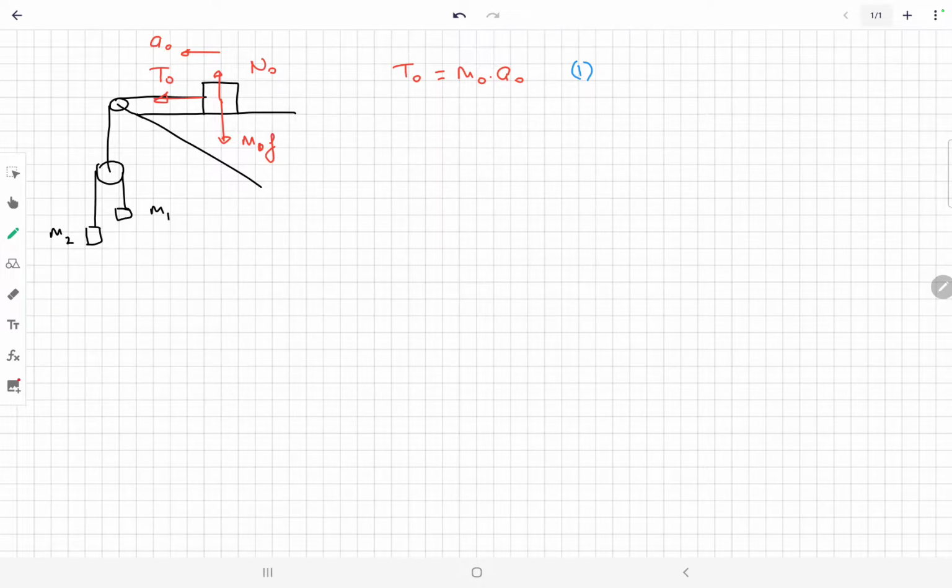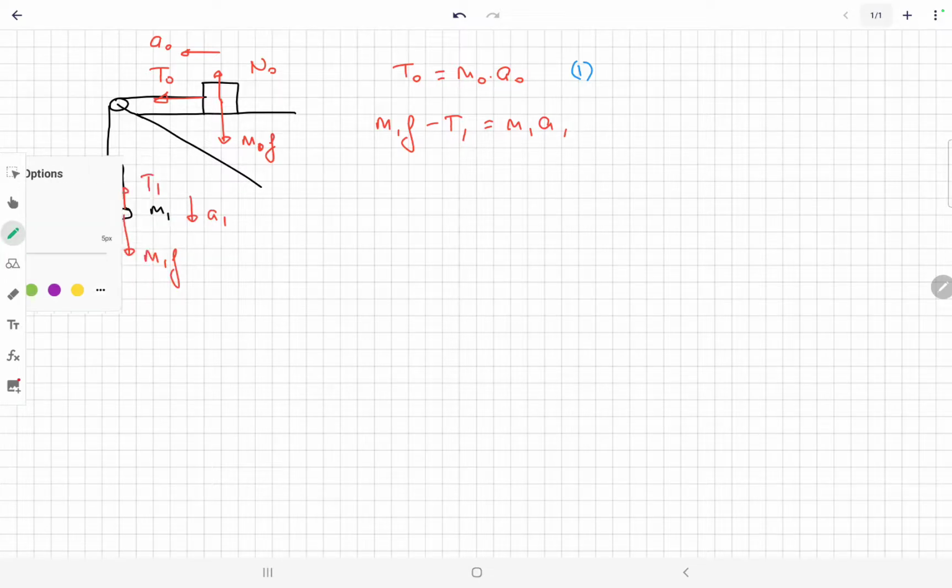Now let's come to the other 2 objects. And again, let's draw a free body diagram. For the first one, we have M1G downward. Upward, we have T1. Let's call it T1. And we don't know in what direction it will move. So let's assume it will move downward with acceleration A1. So Newton's second law for object M1 can be written in this form: weight M1G minus tension upward will be equal to M1A1. Let's call it second equation.